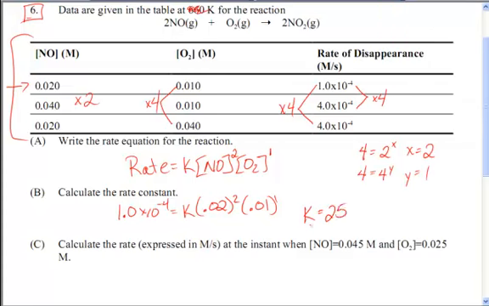Now, K has units, but the problem with K is its units will change in every reaction. So my units are always in the form of 1 over molarity times a unit of time. How do I know what time? Simple. Go to the units on the rate column. Notice it says seconds. Okay, so I put in seconds.